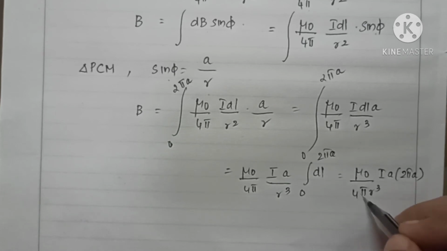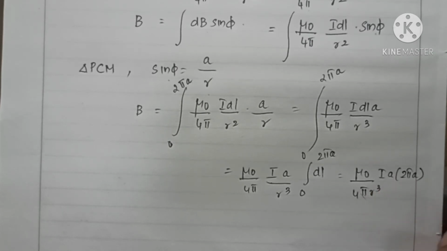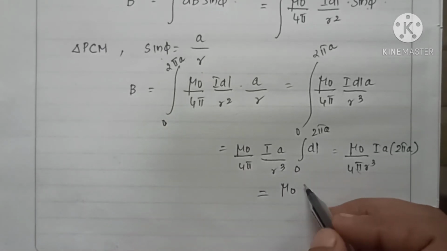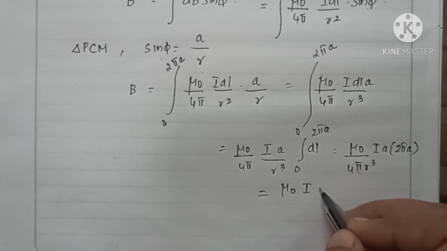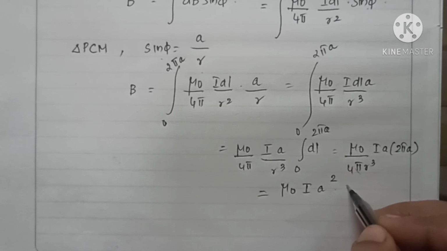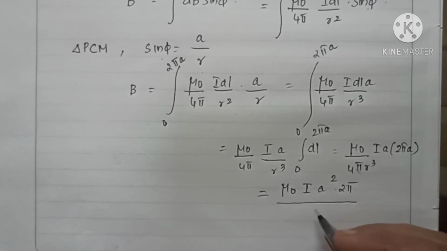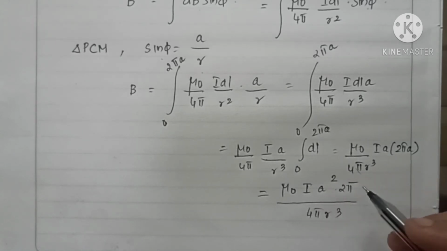So 2 pi and 4 pi will get cancelled. So it will become 2 here. Or let it be there, we can change in another terms also. That is mu 0 I a squared into 2 pi divided by 4 pi r cube. Either you can cancel it and write, but no problem.